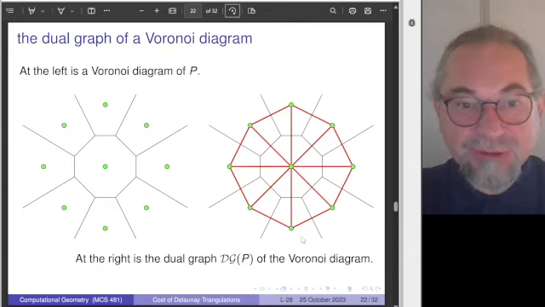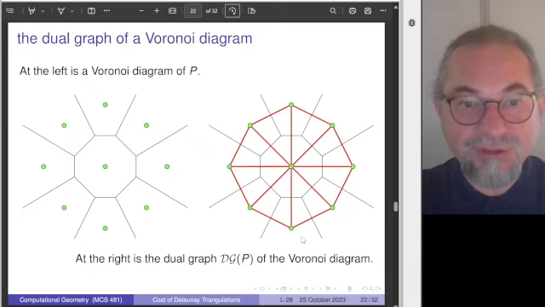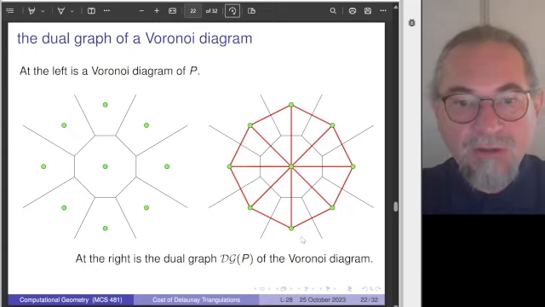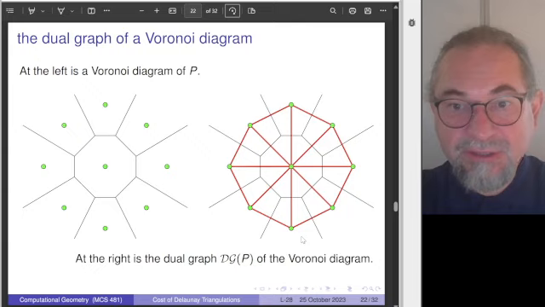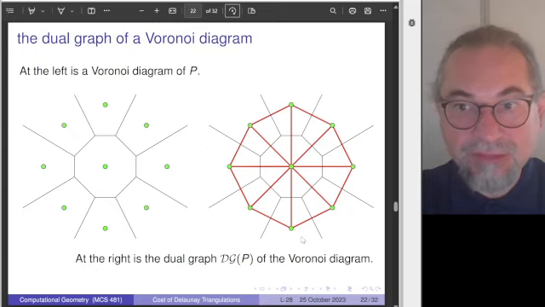Here is the construction for a very regular collection of sites. We have 8 points with 1 point in the center, so we actually have 9 points. We have a regular octagon in the Voronoi diagram. At the right, you see in red the edges that are being added. So in constructing the dual, every Voronoi cell contains a vertex, so that's the original site.